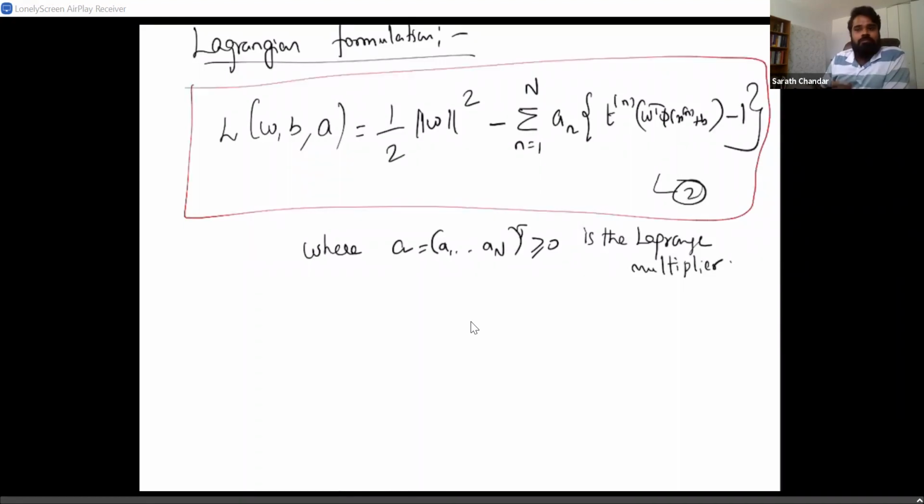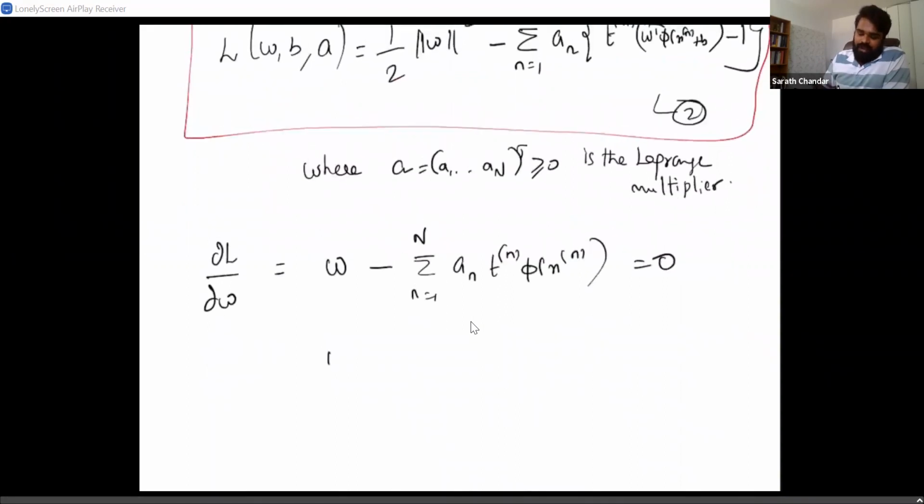How do I minimize this? I could compute gradients, right? So I could ask what is ∂L/∂W. If I differentiate with respect to W, from the first term I'll get W, minus, from the second term, the minus 1 disappears because there's no W term. But the first term exists. In the first term it's going to become summation over n equal to 1 to capital N, a_n t_n. You differentiate W transpose phi of x_n, you get phi of x_n. Now this whole thing is equal to 0. From this, I get the answer for W. W is basically summation over n equal to 1 to capital N, a_n t_n phi of x_n.